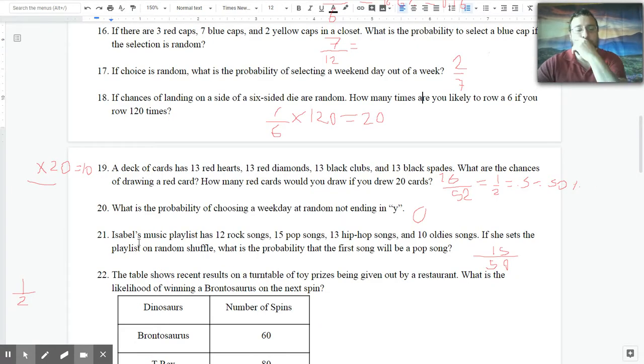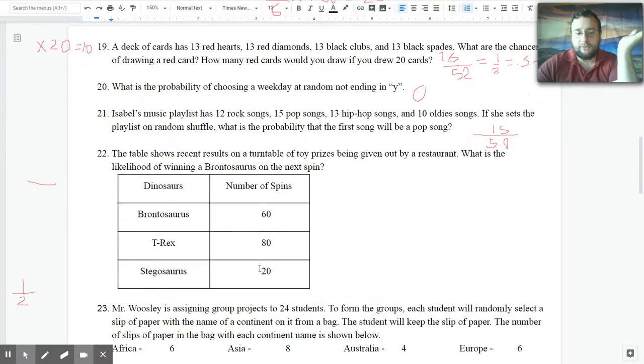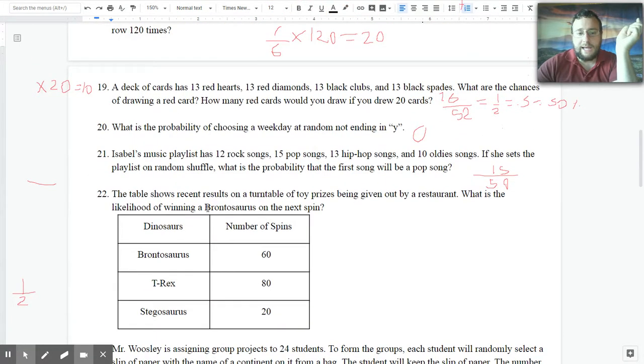All right. So now the tables. Sometimes they're going to give you a table. It's the same thing as giving you a list. Okay. They want to know here, what is the likelihood of winning Brontosaurus on the next spin? So remember, you can use the probabilities of previous events to figure out the probabilities of future events.